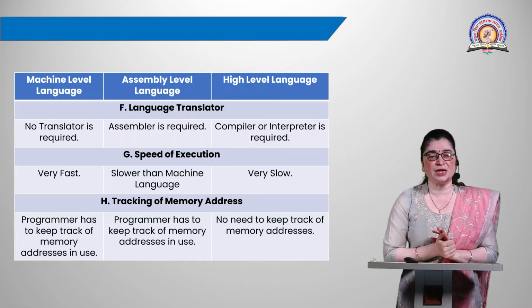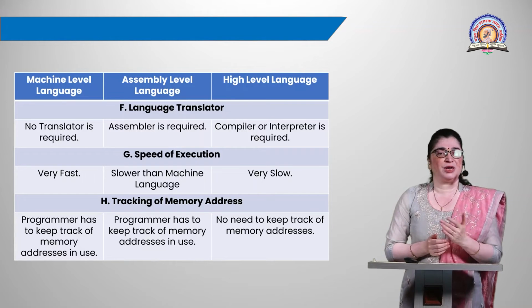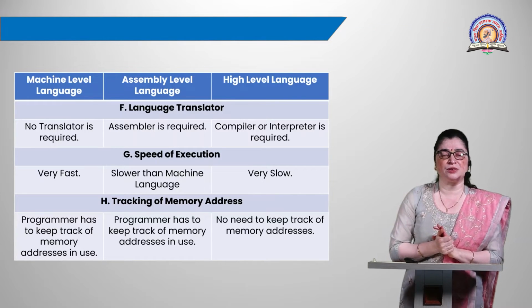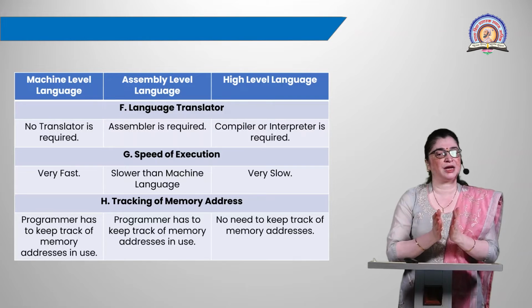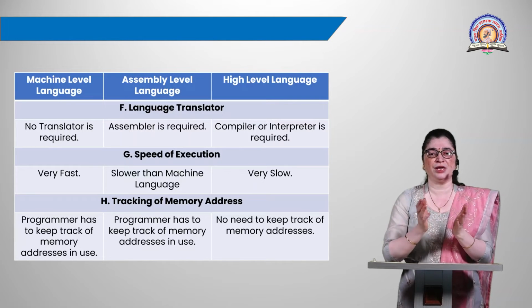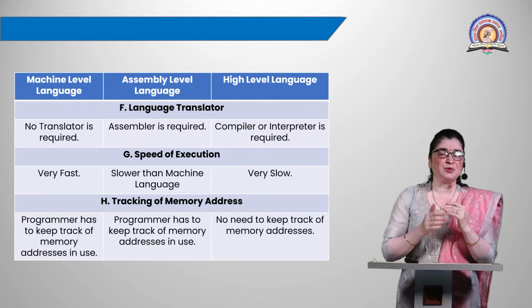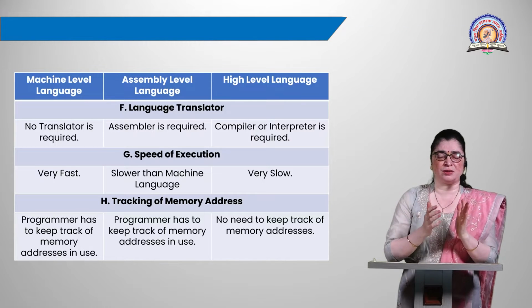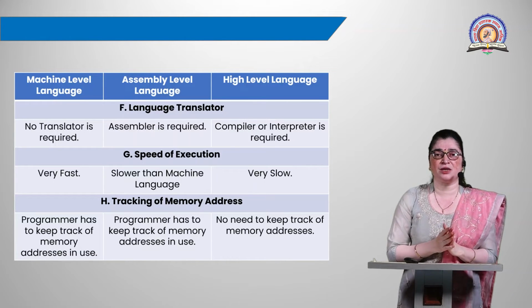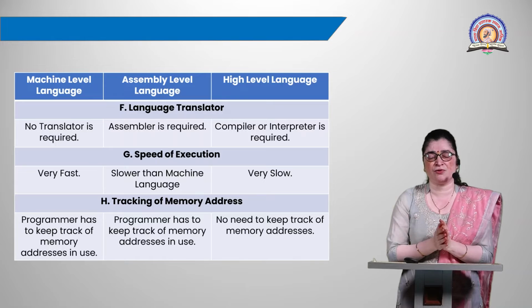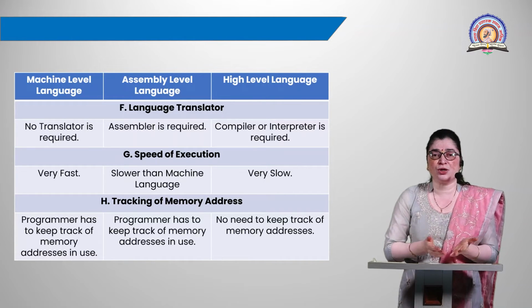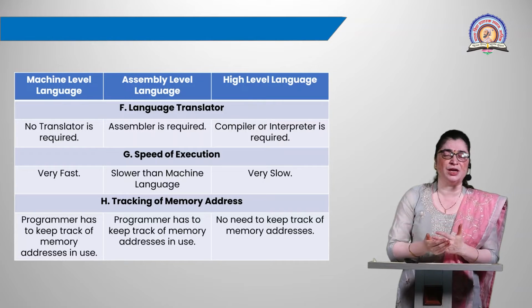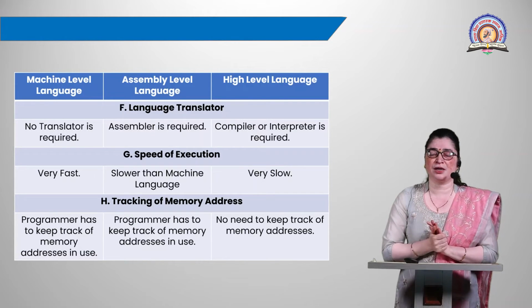Then speed of execution. Machine language speed is very fast. Assembly language is moderate. And higher level language is very slow. Why is the speed of machine level language very fast? Because it is already in machine level format, in binary format, in 1 and 0 format. Therefore, there is no need of conversion. As soon as you give the input, immediately you will get output.